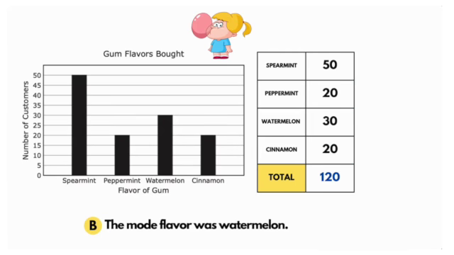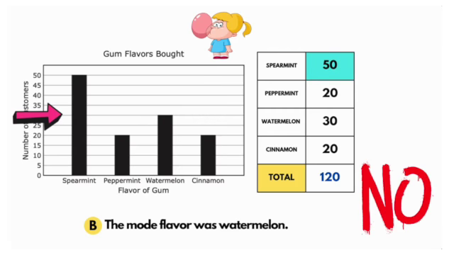The mode flavor was watermelon. Mode means most, which means the response that happened the most. Well, when we look at the most, spearmint happened the most. So B doesn't work. The mode flavor was not watermelon, it was spearmint.